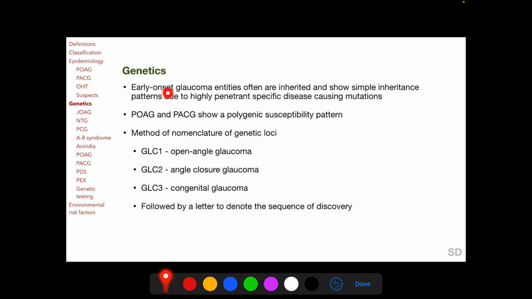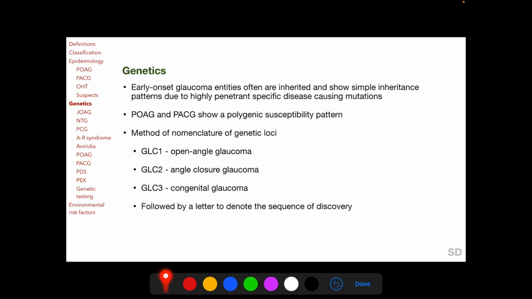Early onset glaucoma entities often demonstrate inheritance patterns due to highly penetrant specific mutations causing the disease. In other words, early onset glaucoma entities are caused by mutations in single genes. But later onset primary open angle glaucoma and primary angle closure glaucoma show a polygenic susceptibility pattern, with a large number of genes and their interactions implicated in the causation of the disease, along with environmental factors contributing to the disease.